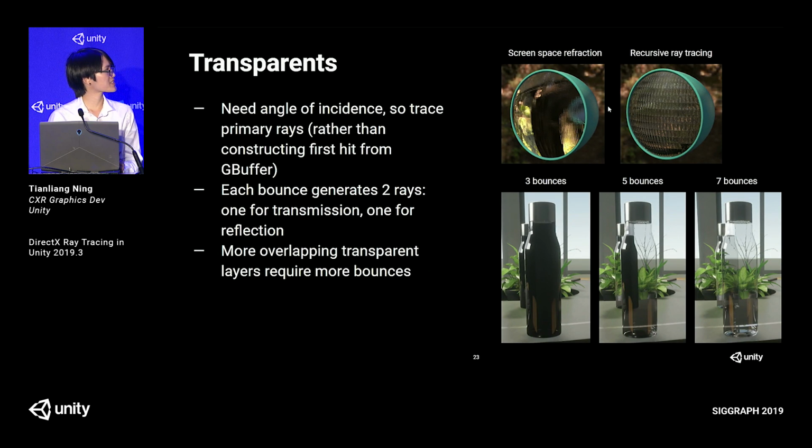Finally, we have transparency. So this is the one pass where we need to cast our primary rays, and the reason for that is that in addition to hit position, we also need angle of incidence in order to calculate refraction. So on top of that first ray, each bounce also generates two additional rays, one for transmission and one for reflection. And the more overlapping transparent layers you have, the more bounces you need in order to fully render how that transparency looks. So you can see that this pass is fairly expensive, and so you should probably use it sparingly.